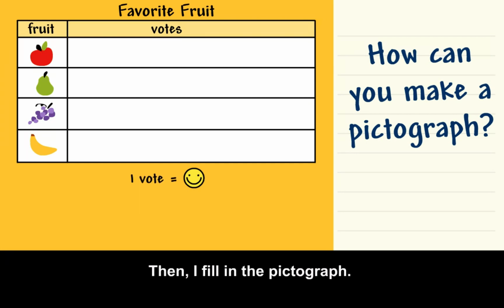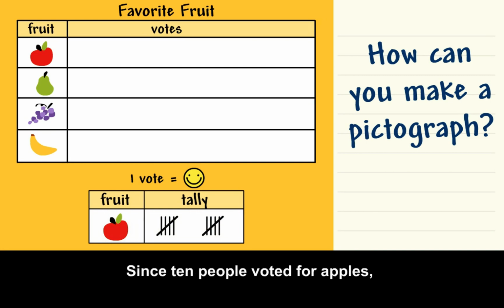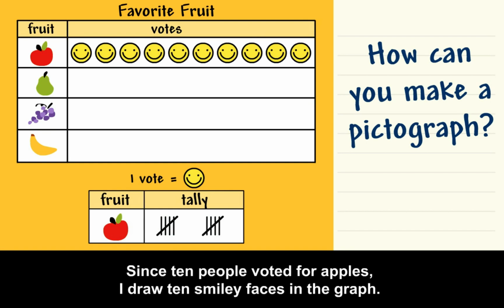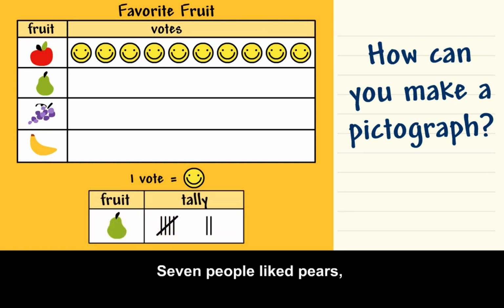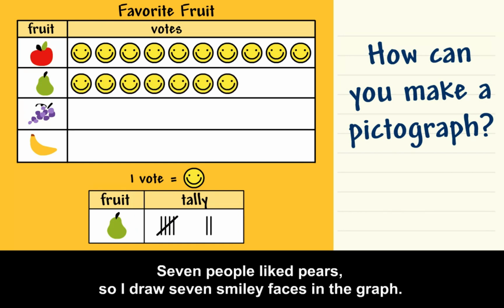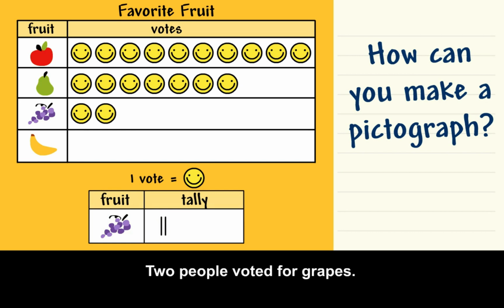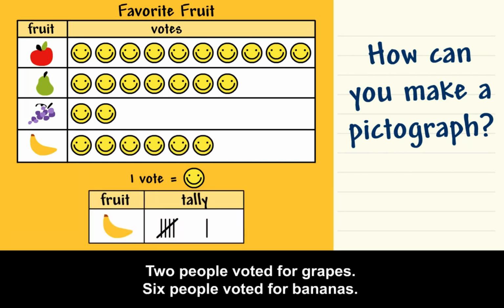Then, I fill in the pictograph. Since 10 people voted for apples, I draw 10 smiley faces in the graph. 7 people liked pears, so I draw 7 smiley faces in the graph. 2 people voted for grapes. 6 people voted for bananas.